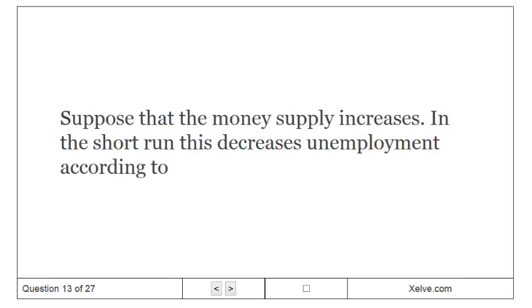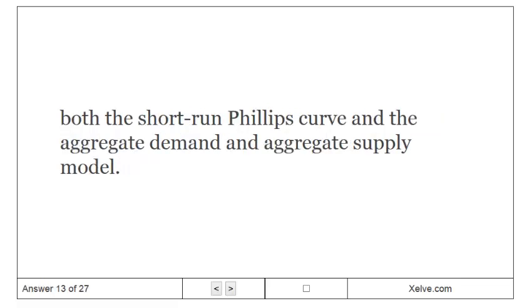Suppose that the money supply increases. In the short run, this decreases unemployment according to both the short-run Phillips curve and the aggregate demand and aggregate supply model.